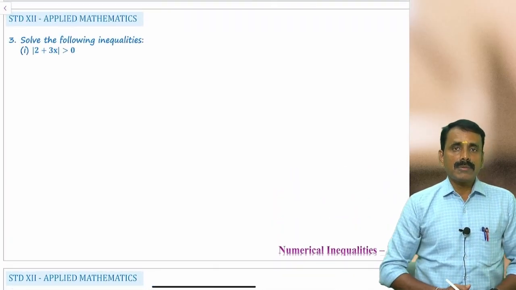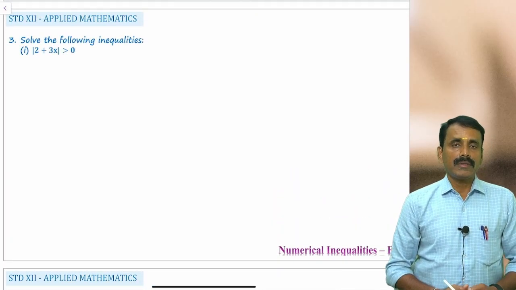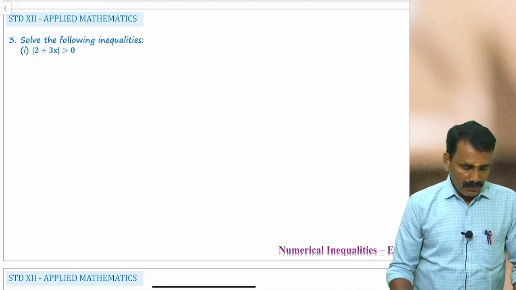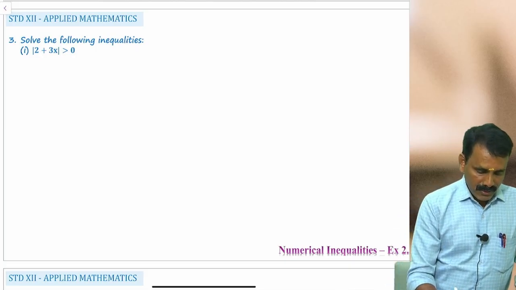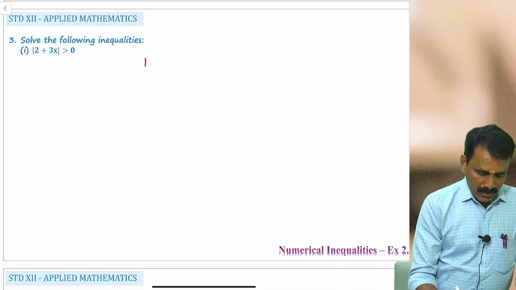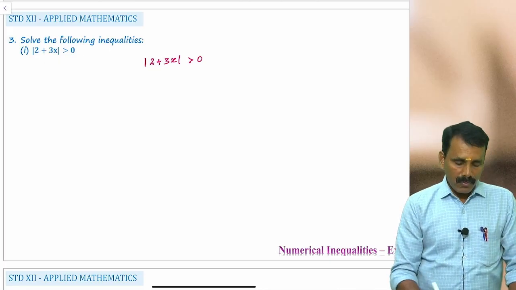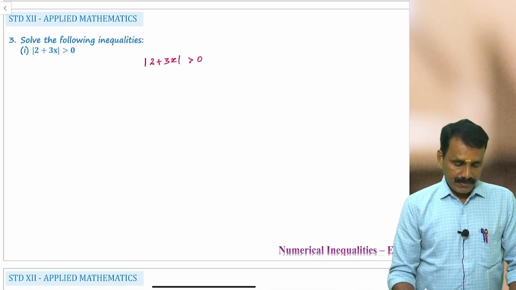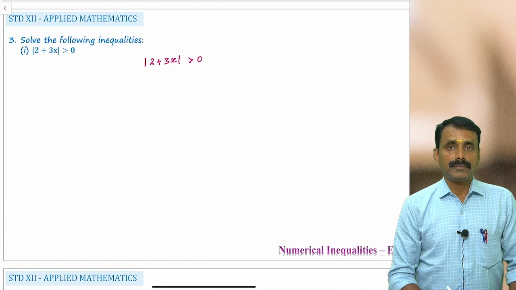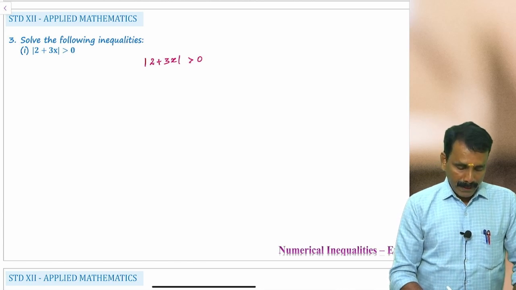Now we are going to see some special cases involving modulus inequality. Now we are having a typical question here. Modulus of 2 plus 3x is strictly greater than 0. What are the values for x which will satisfy this expression?